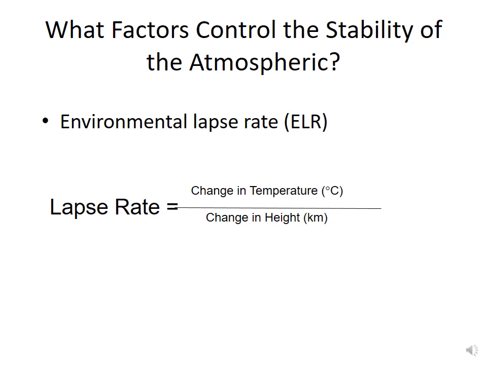So the previous three examples were all essentially horizontal with the marble. In the atmosphere, if you take all of those and flip those into the vertical, you'll have the behavior of an air parcel. So the one thing that we need to do to measure the stability of the atmosphere is to determine the environmental lapse rate. And the environmental lapse rate is defined as a change in temperature divided by a change in height.